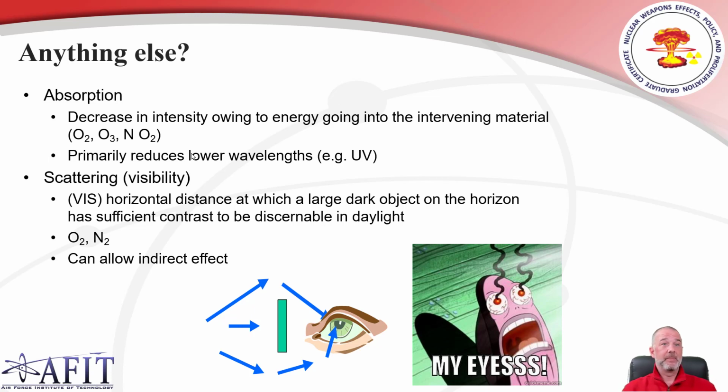Well, we have absorption. Basically, some of this energy can decrease in intensity because it's depositing some of its energy in the intervening material. Imagine the shock wave's done. We still have this thermal energy being transmitted, but it's still going to interact with the stuff in the atmosphere, like molecular oxygen, ozone, and nitrous oxide. So it's going to be absorbed and re-emitted, and it's going to lose some of its energy. So it's going to be a lot less than it was before.